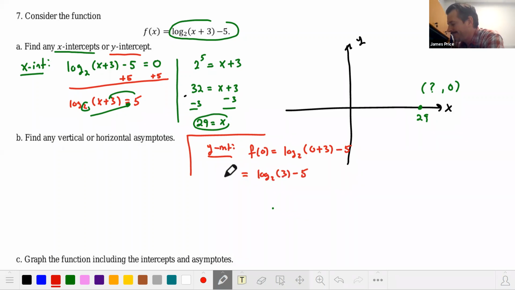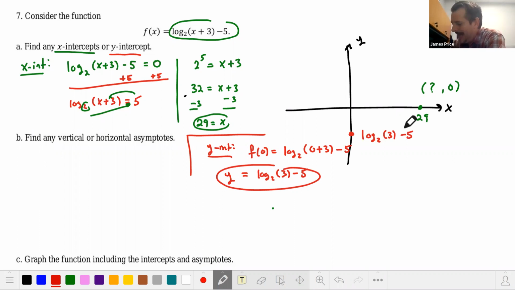And so that's y equals... So that's our y-intercept. So I'll put that down here. I'll write this as log base 2 of 3 minus 5. So I found my x-intercept. I found my y-intercept. Now I need to find my vertical asymptote, so my VA.